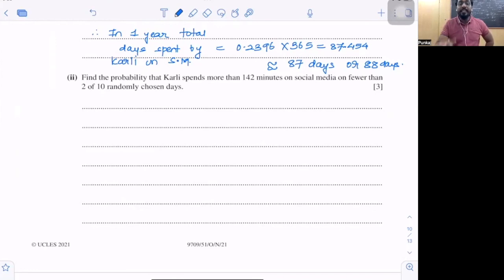And this success needs to be happening for fewer than 2. Okay, less than 2. So fewer than 2 means what? Less than 2 is 1 and 0, right, students? Less than 2, fewer than 2. So fewer than 2, you clearly want to understand. It's not 2 or less than 2. It is less than 2, fewer than 2. So out of 10 days, less than 2 days, Carla will be spending more than 142 minutes. So that's definitely a question on binomial distribution, right, students?